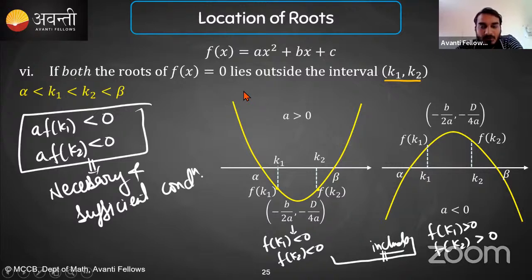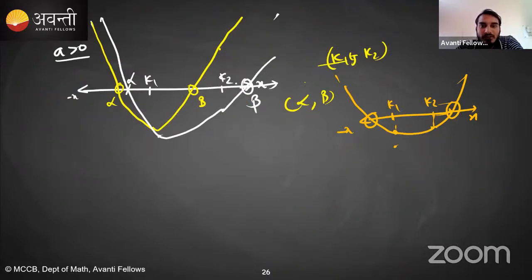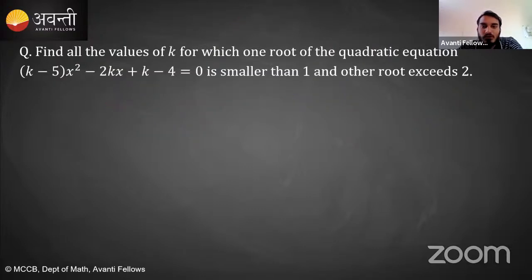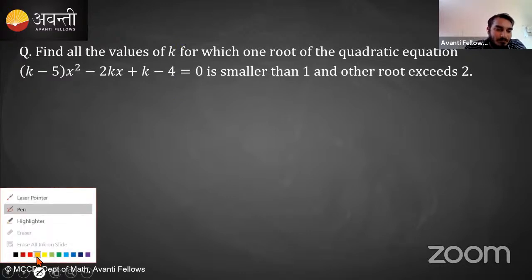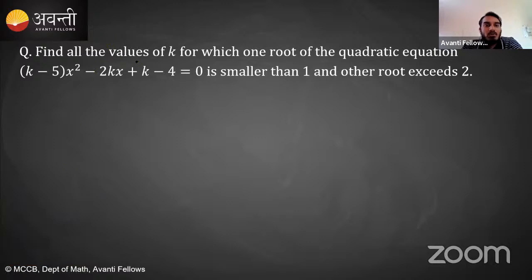Okay, very good, Harish. Very good. So if it is clear, then let's do one simple question. So the question is saying: find all values of k for which one root of the quadratic equation is smaller than 1 and another root is greater than 2. Let's say this is 1, this is 2, one root is smaller than 1 and another root is greater than 2.